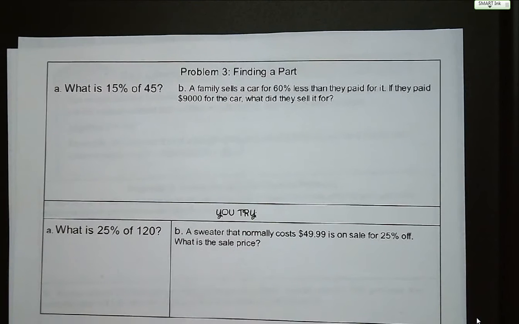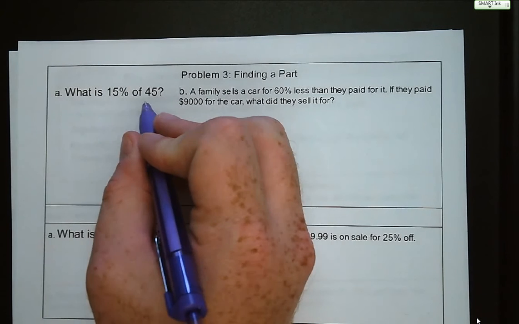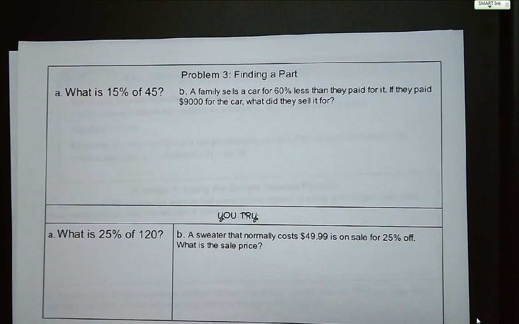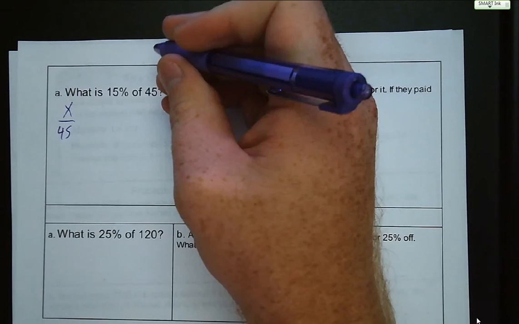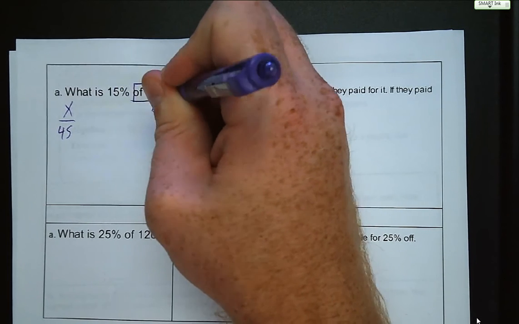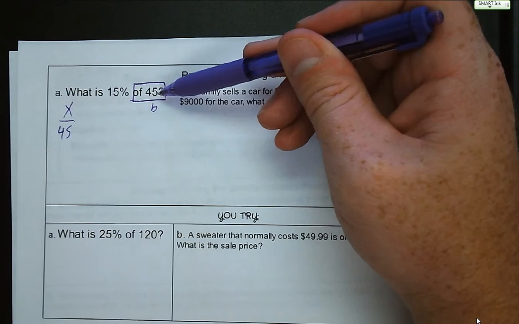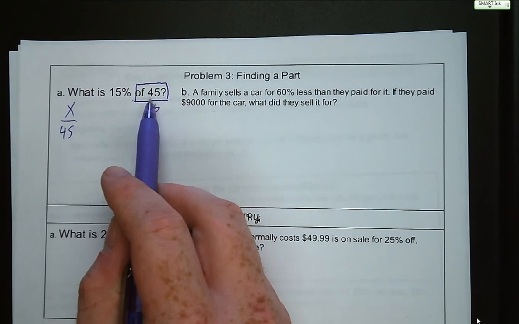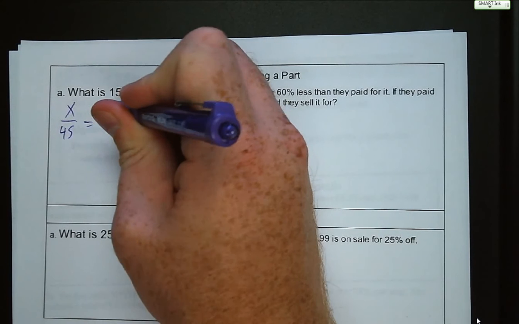All right, so letter A for finding a part. So now we know the base, we know the percent, we don't know the part, the smaller piece or the portion. So we're going to set up our proportion because that's the way I like to do it. We're going to do x over 45 because 45 is our base still. Remember, here's that word of. Of tells us it's our base. We want to know what is 15% of 45. So that equals 15 over 100.